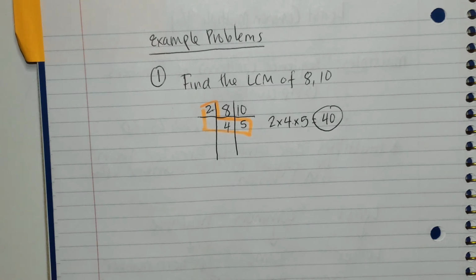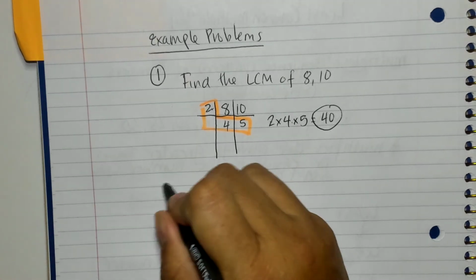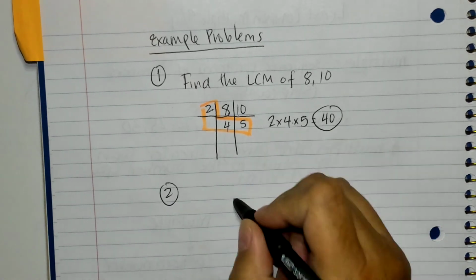All right, let's do a little bit larger number. We'll do 30. That one's prime. We won't do that one, it's prime. We'll do 49 and 63.